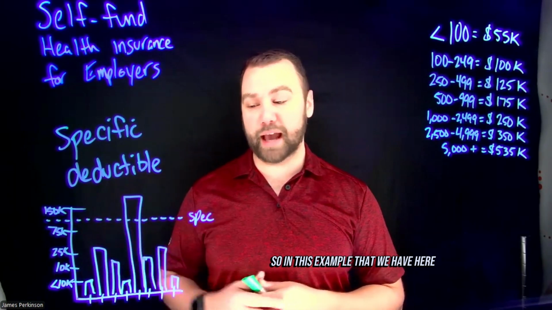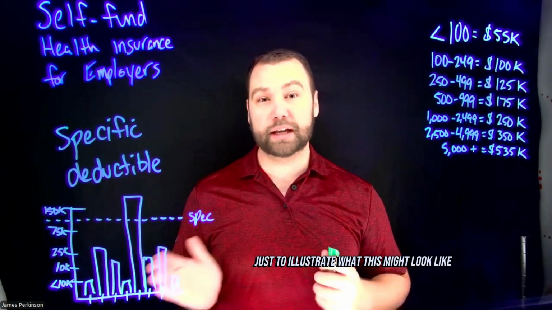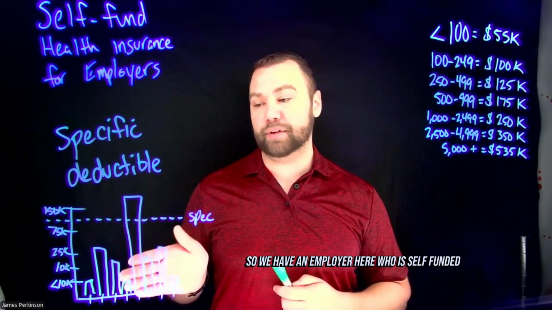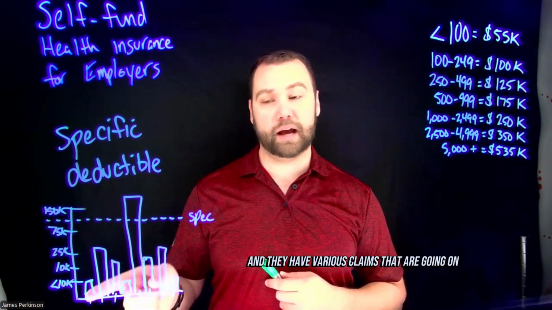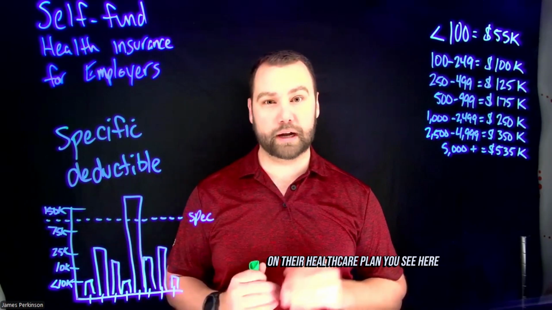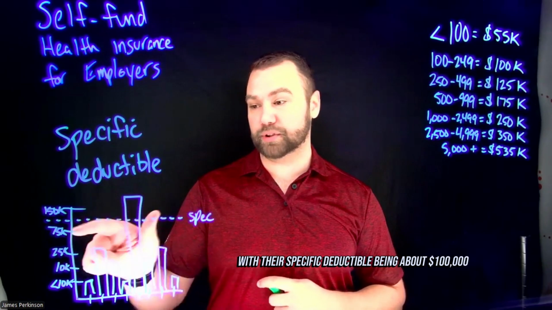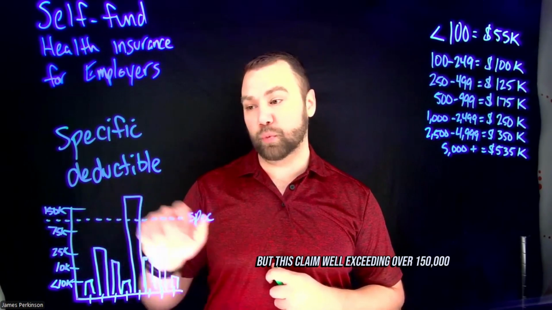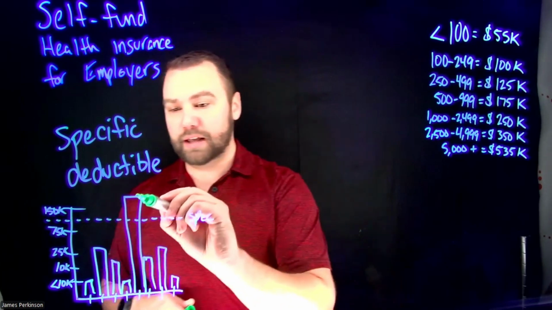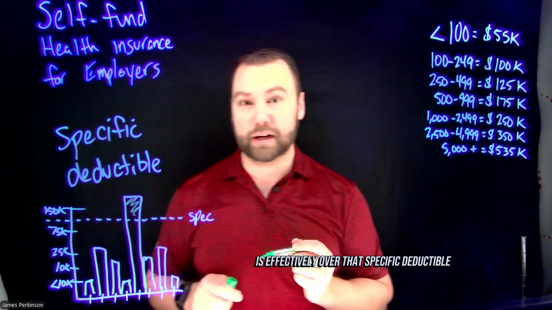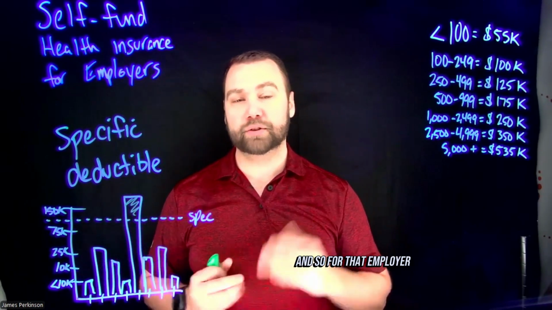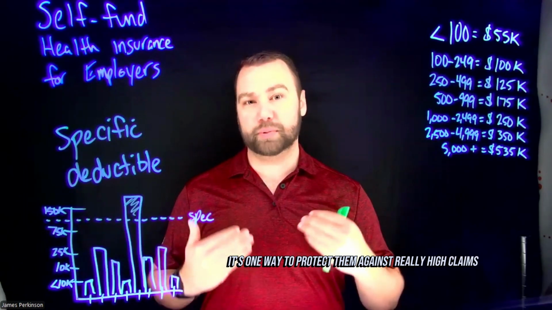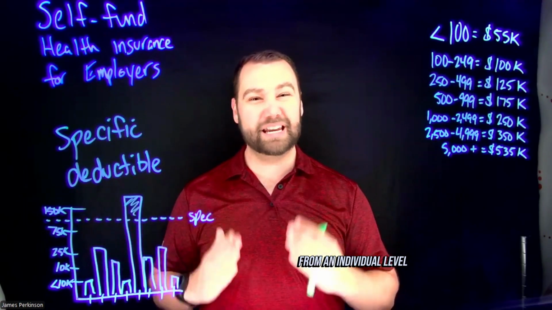So in this example that we have here, we have a small sample size just to illustrate what this might look like. So we have an employer here who is self-funded, and they have various claims that are going on their healthcare plan. You see here with their specific deductible being about $100,000 is what we'll say here, but this claim, well exceeding over 150,000, is effectively over that specific deductible. And so for that employee here, it's one way to protect them against really high claims from an individual level.